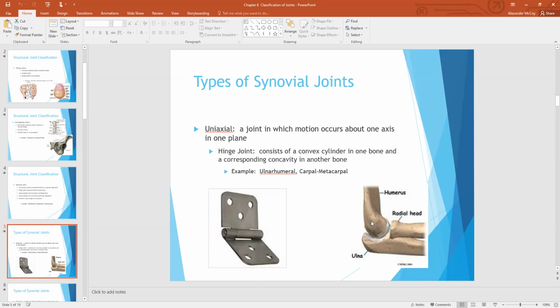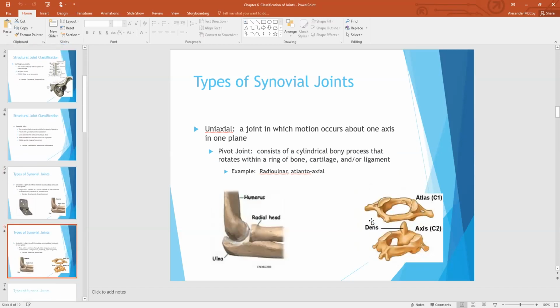First one is uniaxial. Think about your elbow joint where you bend and straighten your arm. It has a joint in which a motion occurs around one axis, similar to a hinge joint. So think about a hinge joint. This is kind of, think about opening and closing a bedroom door. You have a convex cylinder in one bone, and then you have a concavity on the other bone, and those are articulating around each other. Great example is your elbow, just like what I was saying. It's just that hinge, beautiful open and close, not much other movement happening within that space.